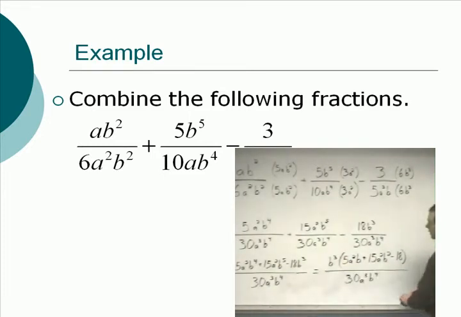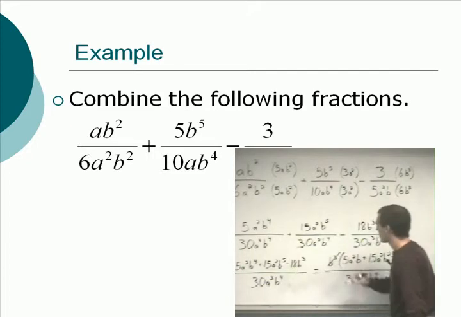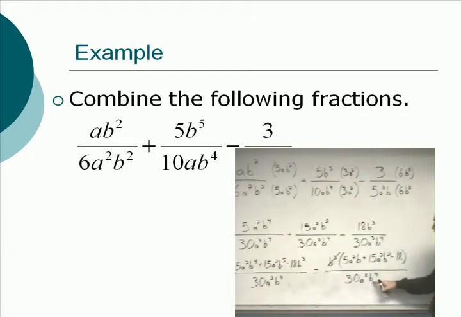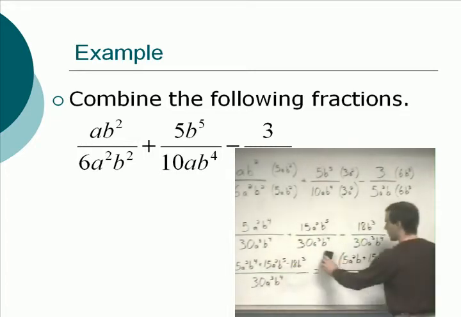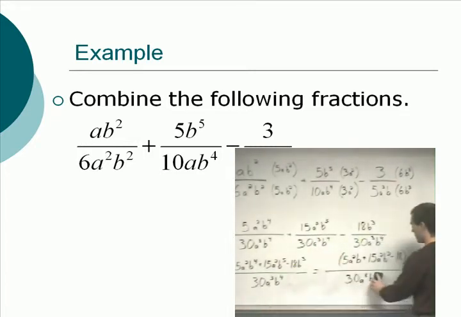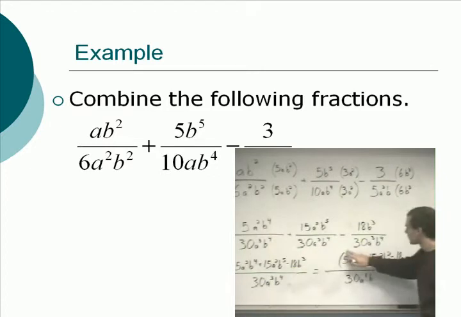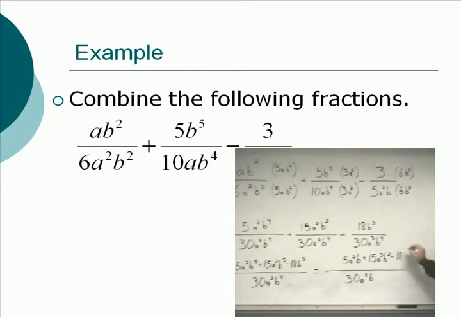And so we can cancel off our b to the third, and this b to the fourth becomes b. And so we're left with, that's gone, parentheses no longer serve any purpose. And we're done. That's what we get when we combine those fractions.